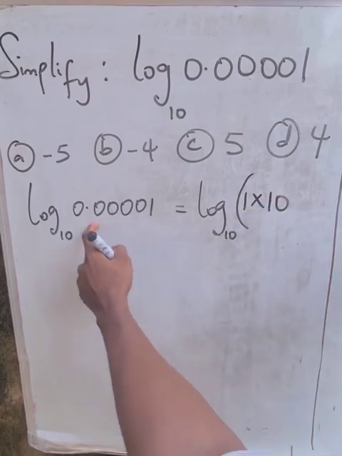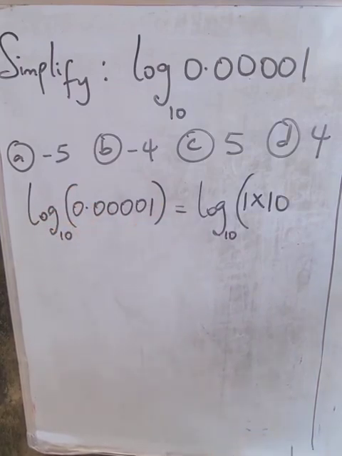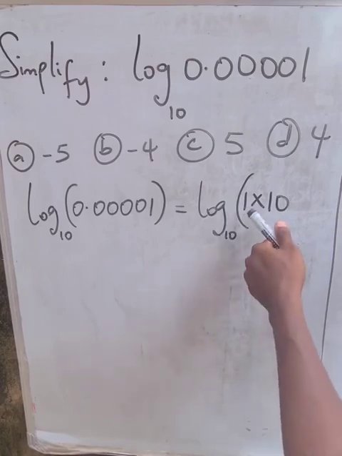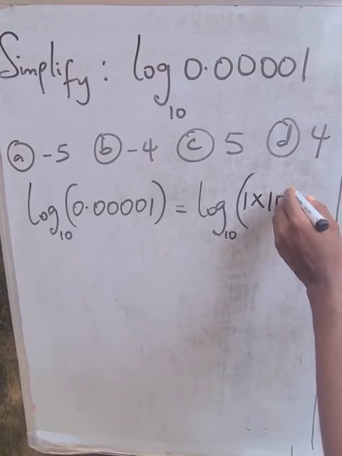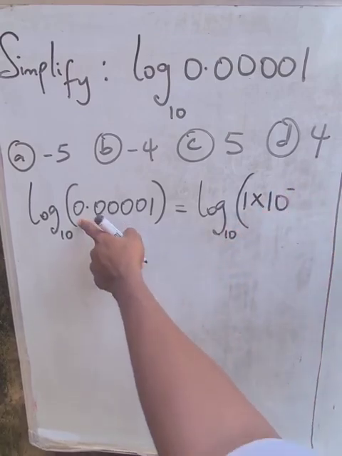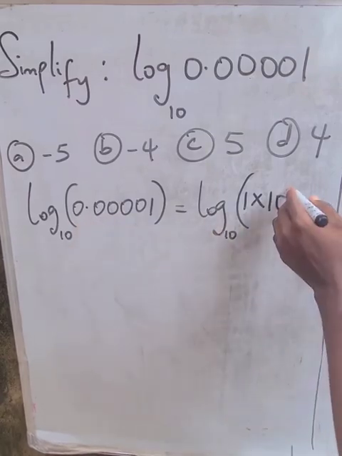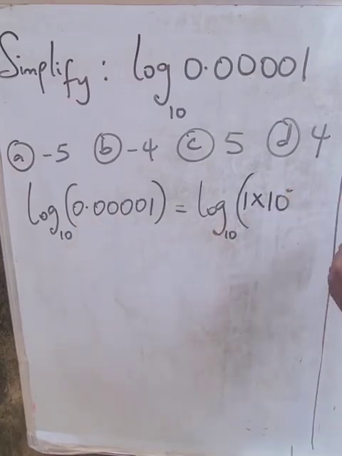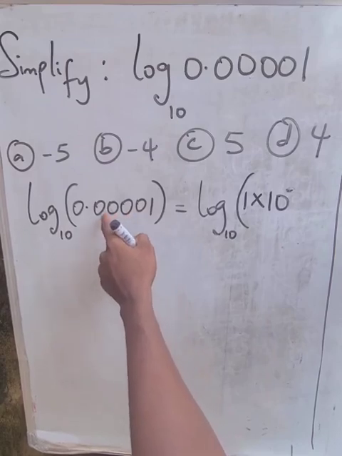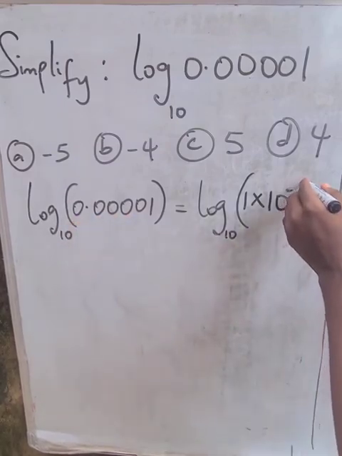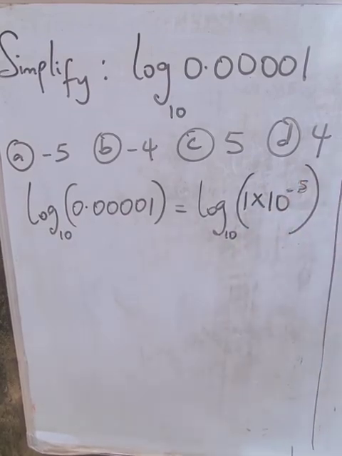Now I want you to know that this number is 1 multiplied by 10 raised to a power. If you want to write this number in standard form, how do you write it? It is 1 times 10 raised to power minus. Why am I starting with minus? Because this started with 0 point, and that means it is less than 1, so the power here will be minus. Then how many zeros do I have here? 1, 2, 3, 4, 5. I have 5 zeros, so this will be minus 5.